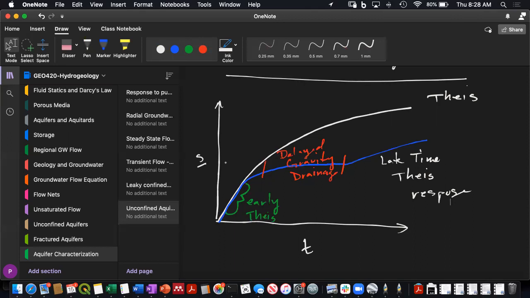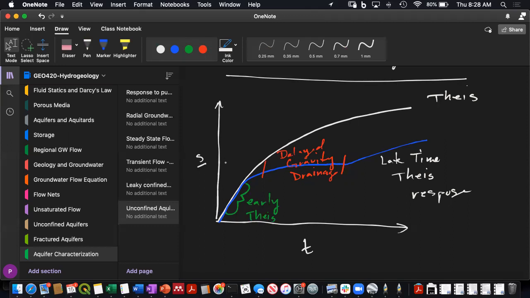We don't have time to get into all of the different solutions, but I do want you to know that depending on whether you think it's a leaky confined aquifer or an unconfined aquifer, there are different mathematical solutions to that groundwater flow equation that you would then use to try and interpret and decide what your hydraulic conductivity is.